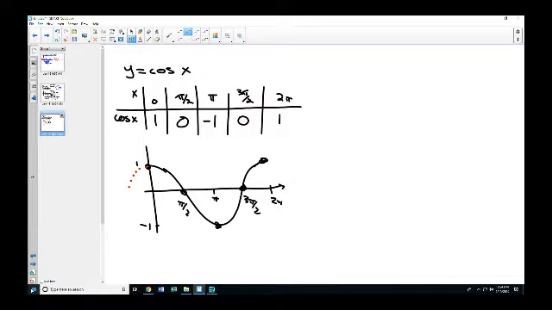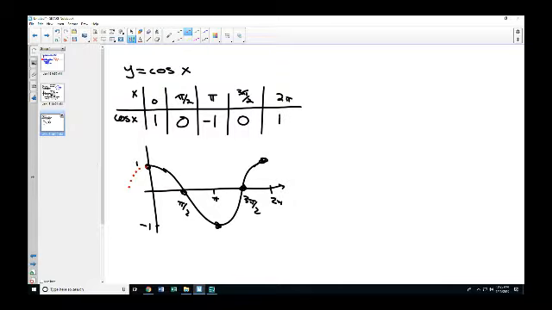It's not negative. The y-intercept is 1. The x-intercepts, pi over 2. Is there a minimum? Yes, -1 at pi. And the maximum? 0, 0 and 2 pi, 2 pi, 4 pi, 6 pi, 8 pi.